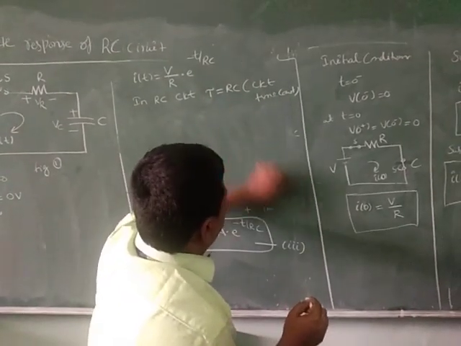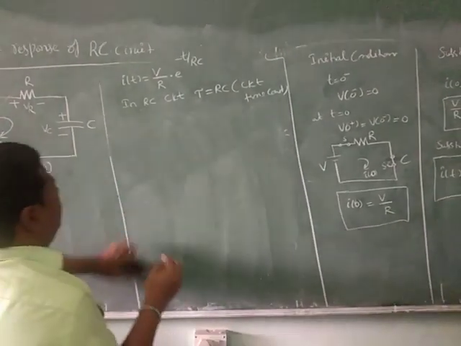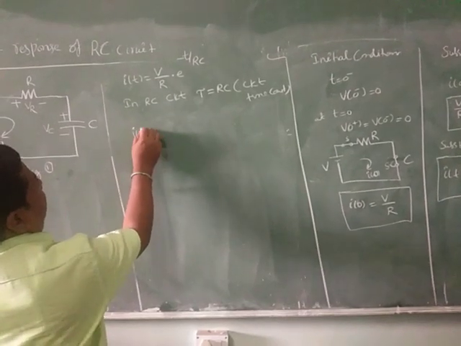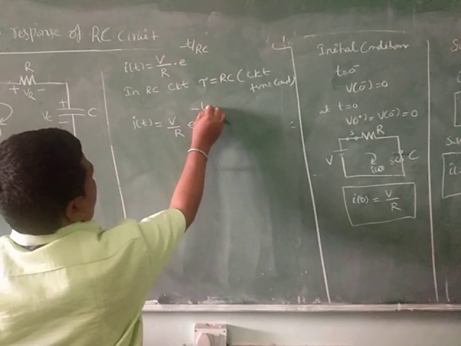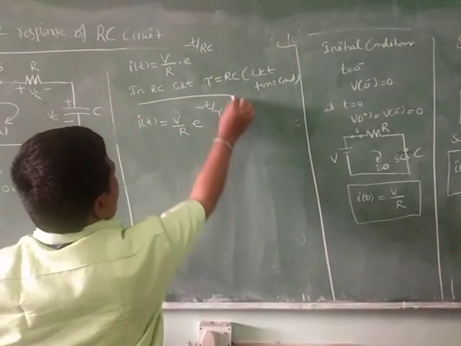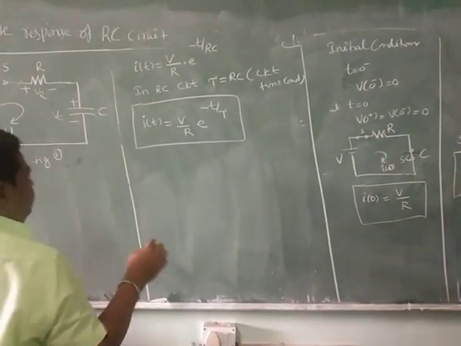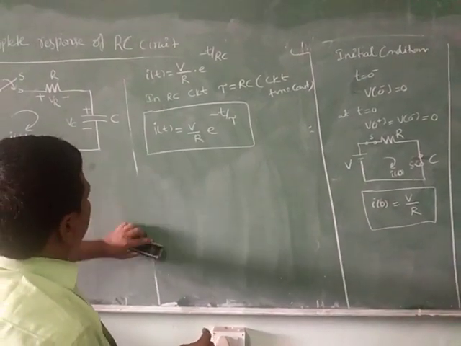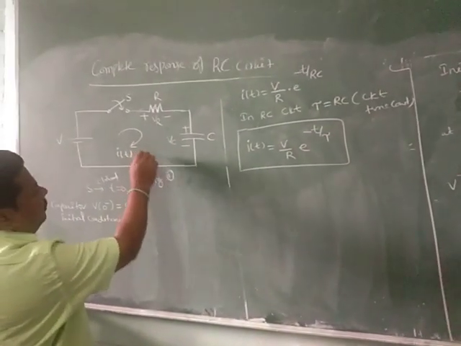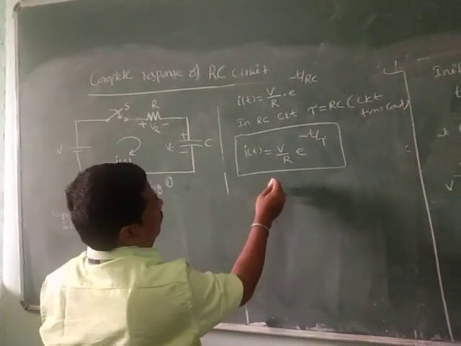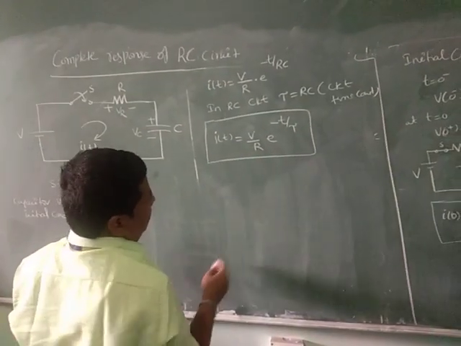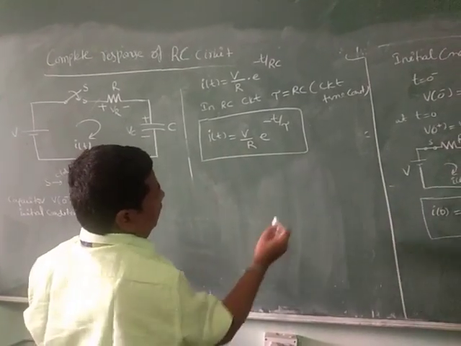So in terms of time constant, I of t is equal to V by R e power minus t by tau. Once you know the current, you can easily find the voltage drop across the resistor. This is exponential decay. The waveform is exponential decay.